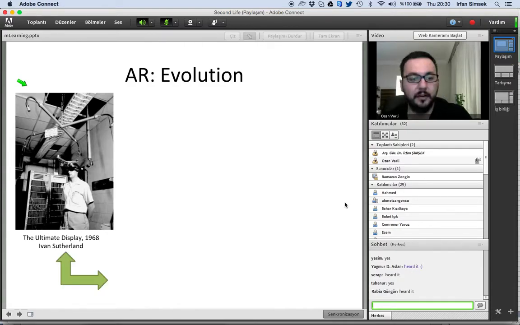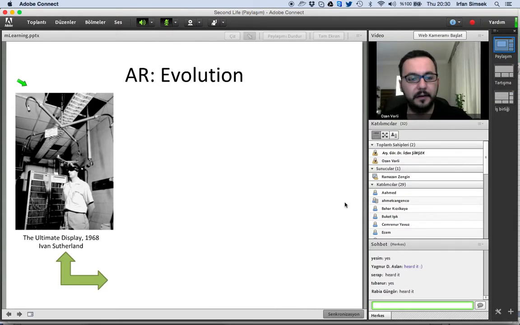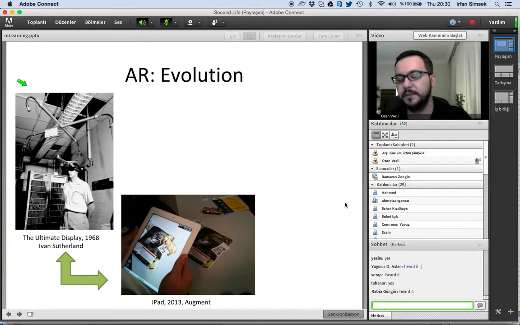But even before that, we had the fantasy of overlaying virtual information on people. You can see it in fairy tales. Of course, there are a lot of interesting pieces of research in between. People tried hard with mobile phones, people tried hard with computers. I'm not going to talk about that part. If you're interested, I can provide you more information about that.